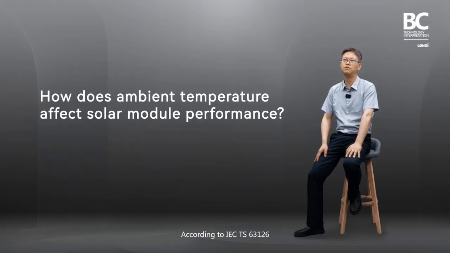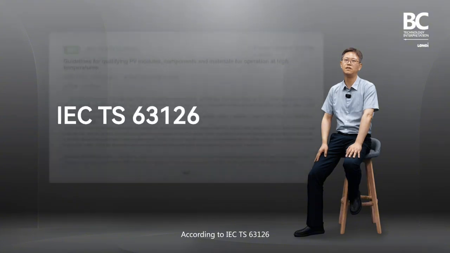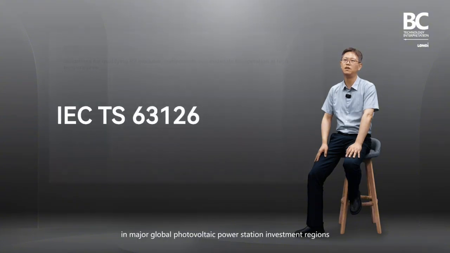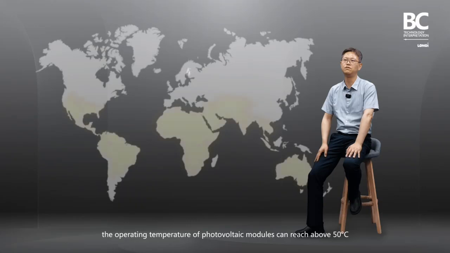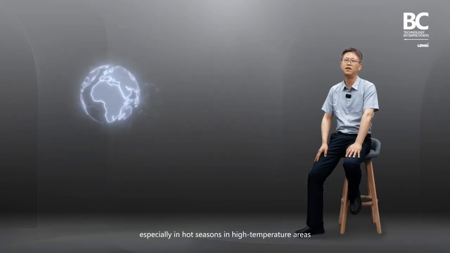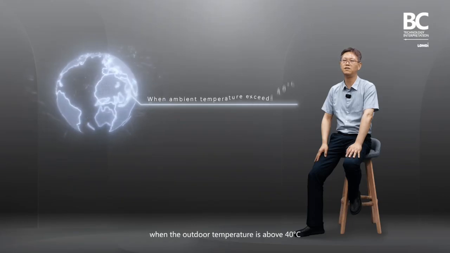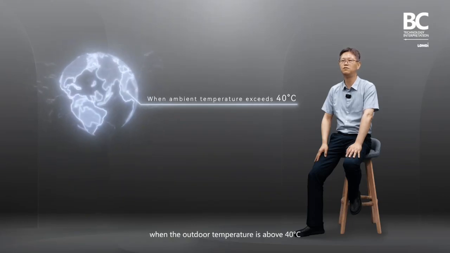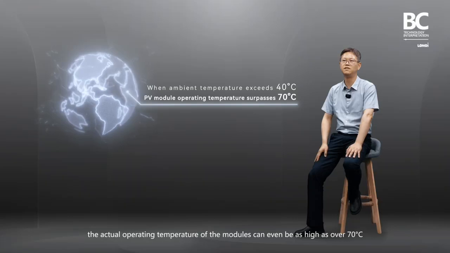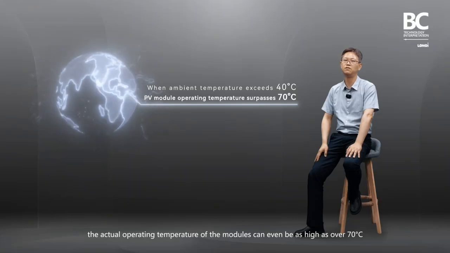According to IEC TS 63126, in major global photovoltaic power station investment regions, the operating temperature of photovoltaic modules can reach above 50 degrees C, especially in hot seasons in high temperature areas. When the outdoor temperature is above 40 degrees C, the actual operating temperature of the modules can even be as high as over 70 degrees C.